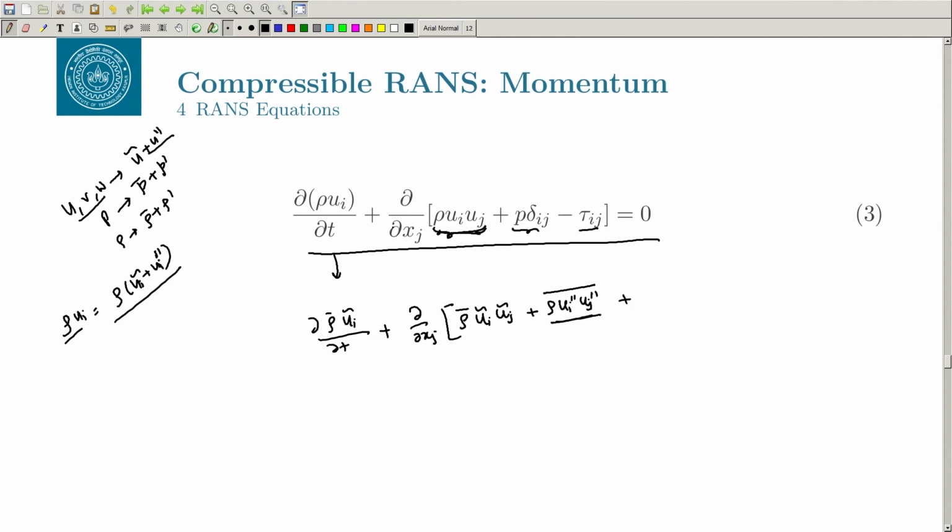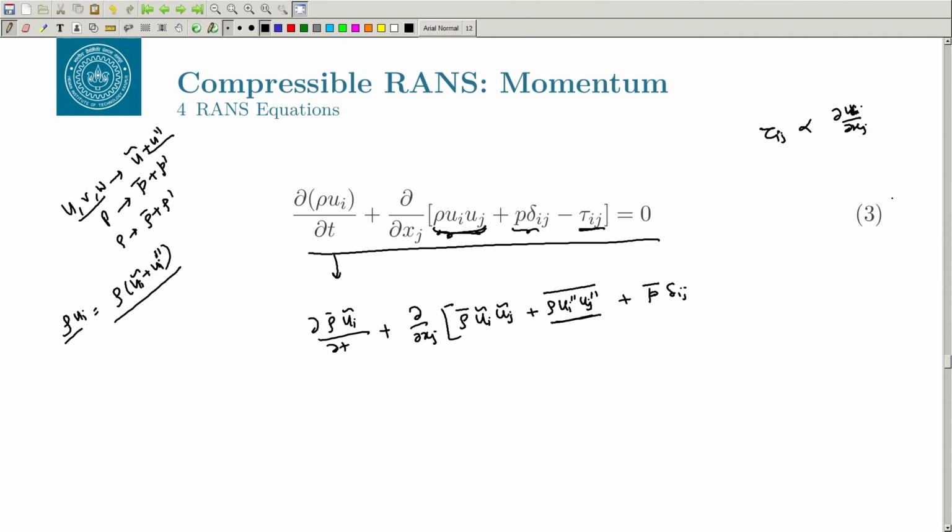Pressure is nothing but P plus P prime, and then you are taking the mean of that, so this will become P bar delta_ij. Now, there is a problem with the tau_ij. Why is it a problem? Because tau_ij is proportional to the velocity gradient del u_i by del x_j, and there is no rho multiplying here.